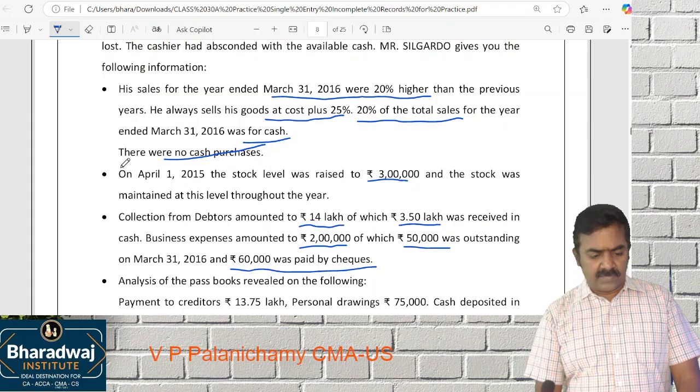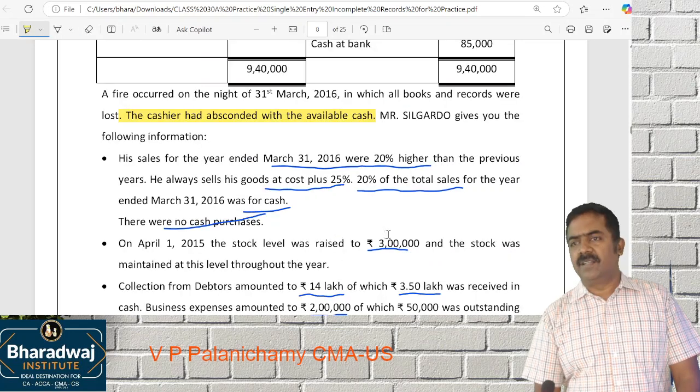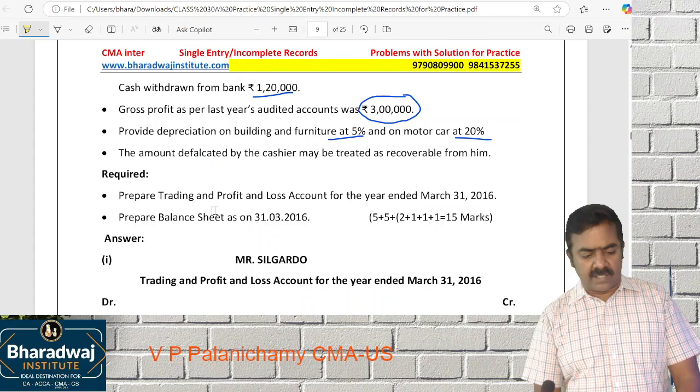Look at this. The cashier has absconded with the available cash, and it is given in the question. What is given in the question? The cash defaulted by the cashier can be treated as what?